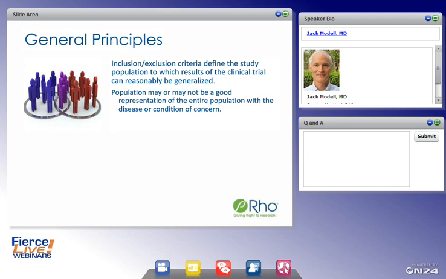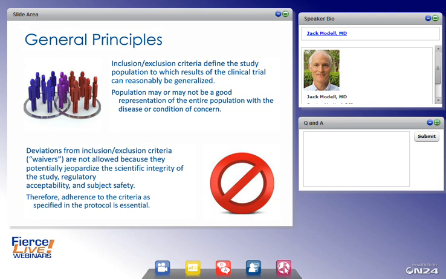And later on, you want to pick a much broader representation. Now, I will add that deviations from inclusion-exclusion criteria, which are sometimes called waivers, sometimes referred to by other terms, are simply not allowed, or at least per the FDA, and I know some other world regulatory agencies, are strongly discouraged. And the reason is very simply because they potentially jeopardize your scientific integrity, regulatory acceptability, and subject safety.